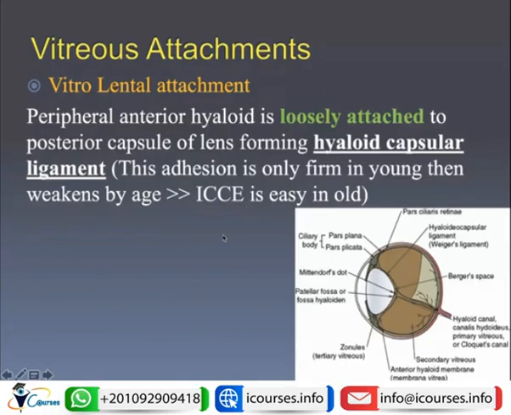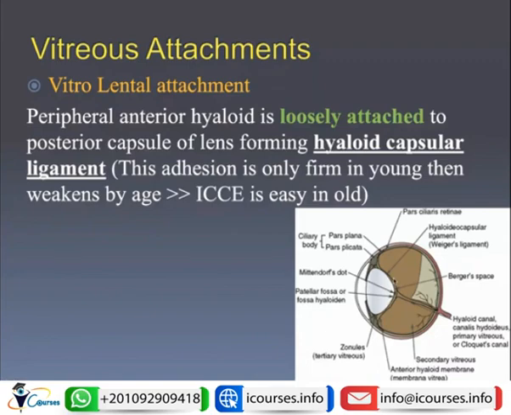Exactly. It is, as Dr. Osama said, the intracapsular cataract extraction. So this was the historical procedure done for cataract surgery. It was done by opening a corneal incision and removing the lens with the capsule altogether. So this procedure was easy in old age because of weakness of this attachment between the lens and the vitreous. However, if it is done in young age, there will be a stronger attachment, leading to higher incidence of vitreous loss.